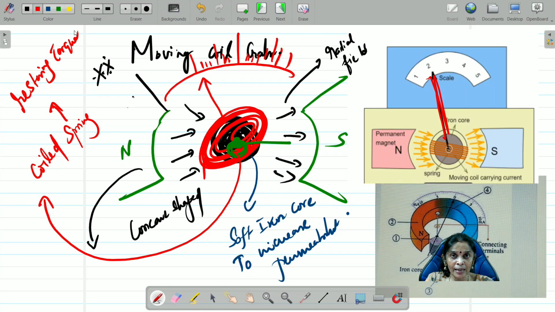Once again, let me repeat the construction. You take a soft iron core, wind up the coil around it, and then you pass current. But then it won't move. I want it to move. In order to create a torque, you place it in the external magnetic field. When you place it in the external magnetic field, the coil will rotate. So when the coil is rotating, I wanted to see how much is the deflection. Therefore, I'm using a pointer and scale arrangement in order to find out how much is the deflection.